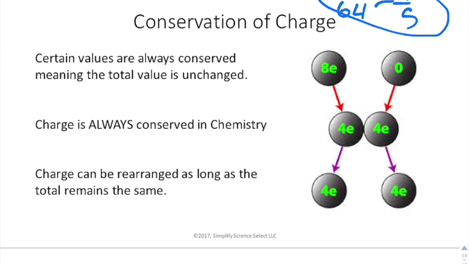This is conservation of charge. Certain values are always conserved, meaning that the total value is unchanged. It does not mean that the number cannot change. It means the total of the number cannot change. So as an example, you have 8e.